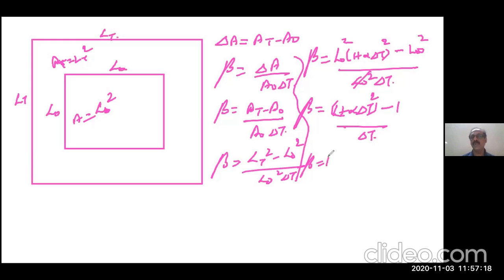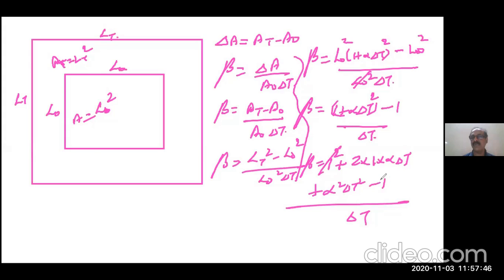Then beta is equal to 1 plus, we have to open this bracket. A squared plus B squared plus 2AB. So 1 squared plus 2 into 1 into alpha delta T plus alpha squared delta T squared minus 1 divided by delta T. So this one will cancel. Alpha squared is a very, very small value. I told you 10 to the power minus 5, squared is a very small value. So we are neglecting that value. So remaining now, beta is equal to 2 alpha delta T by delta T. Delta T cancels. Beta is equal to 2 alpha.